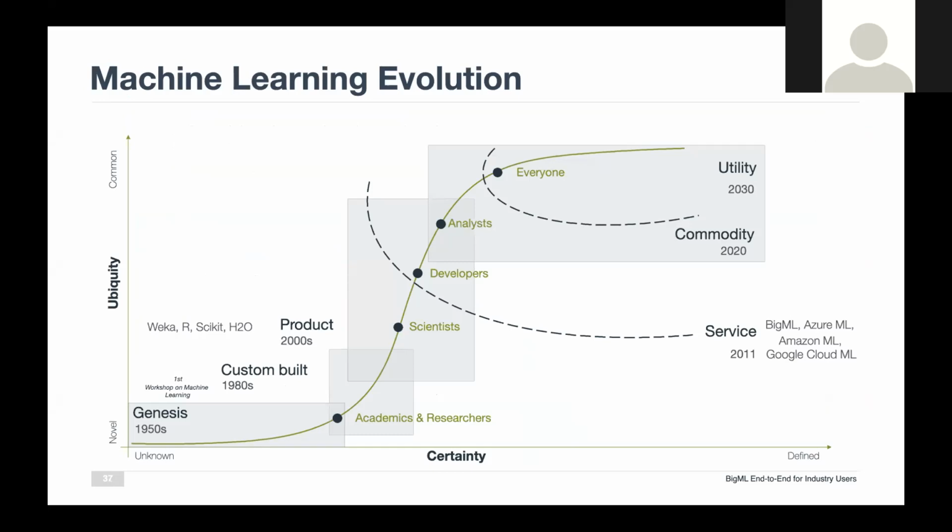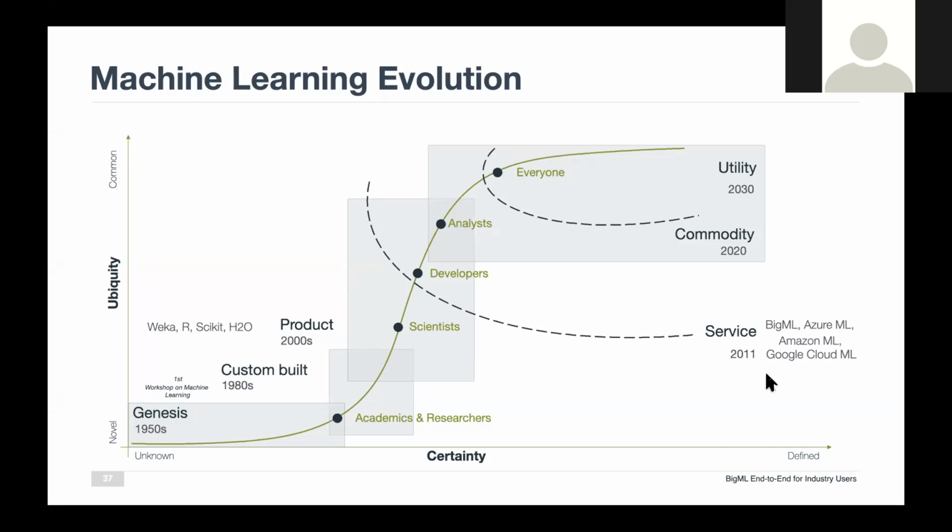Over the years, scientists and programmatic tools appeared, and it became more available at the product level to scientists as well as developers. Then, when machine learning as a service tools appeared, with BigML starting in 2011, machine learning with graphical capabilities and simplicity also became available for analysts and for business profiles. So that's where we are now.